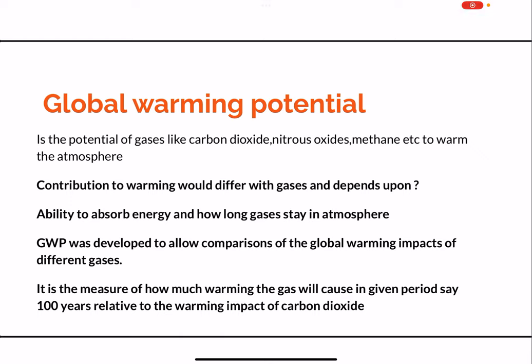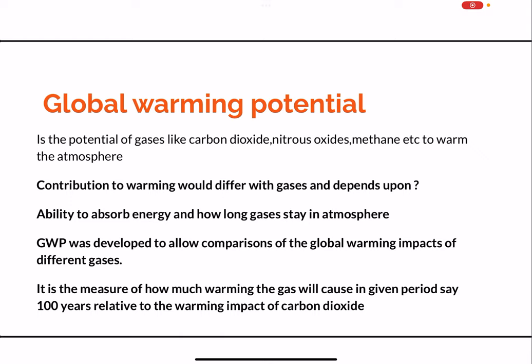GWP, or global warming potential, is an interesting way of looking at the different gases which cause emissions. The idea was developed to allow comparisons of global warming and to capture the impacts of different gases. It is a measure of how much warming a gas will cause in a certain period. You have to define a certain period, let us say 100 years. In 100 years, how much warming a particular gas would cause relative to the warming impact of carbon dioxide. Now, why carbon dioxide? Because carbon dioxide is a major greenhouse gas, and we have to have a certain base gas.